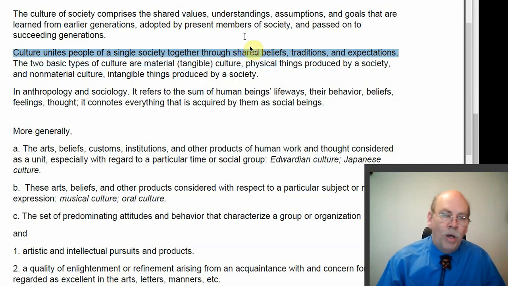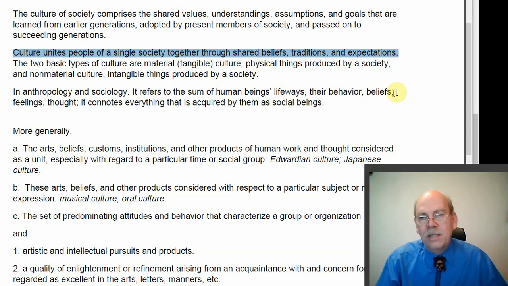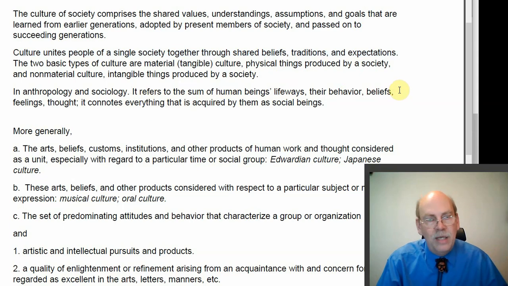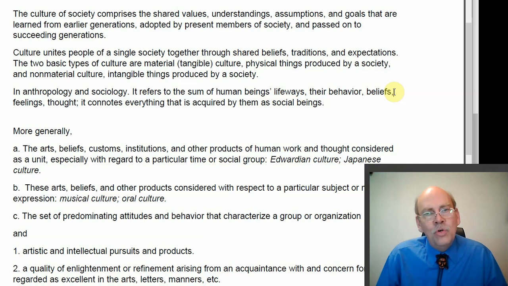So in the fields of anthropology and sociology, and I didn't look up those words, sahe, hak, and I don't know what anthropology is. Culture refers to the sum of human beings' life ways. Their behavior, beliefs, feelings, thought, it connotes, it suggests everything that is acquired by people as social beings. Okay, so how to cook rice. Does your mother and your wife cook rice the same way? Maybe not.